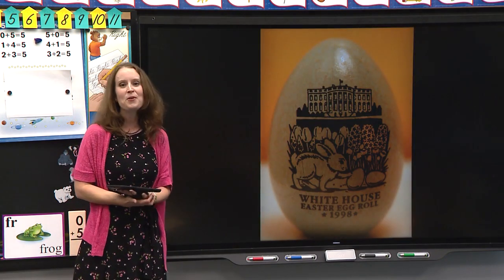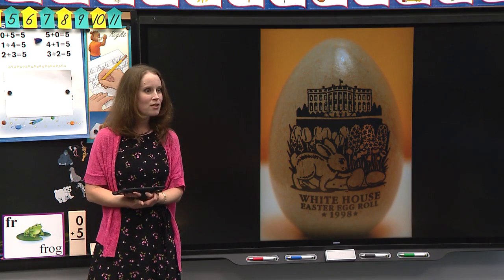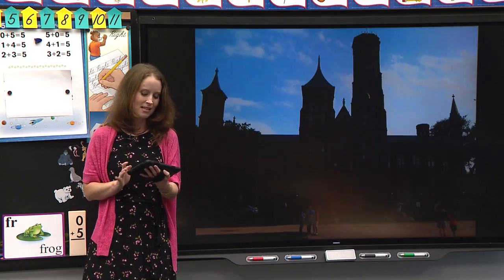Something fun that they'll do at the White House is when it's Easter time, sometimes the president will invite children to come have an Easter egg hunt on that beautiful green grass that is there.